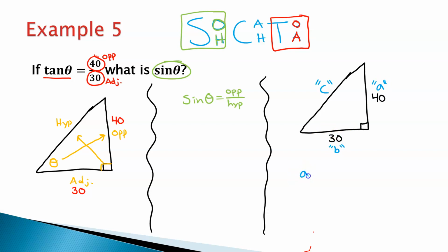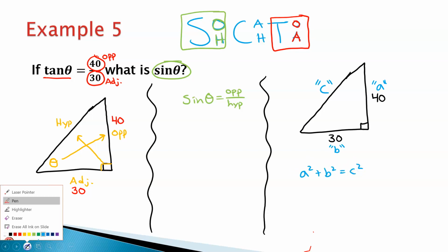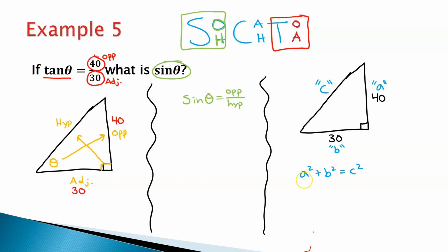So A squared plus B squared is equal to C squared. This is going to be, if we plug in everything correctly, A was 40 to the second power plus B, which is 30 to the second power, is equal to C squared, and that's what I'm trying to figure out. So what's 40 squared? It's going to be 1,600. Hopefully I get that right. Plus, what's 30 squared? That's 3 times 3 is 9. That's 900 is equal to C squared. If I add those two together, that gives me 2,500 is equal to C squared.